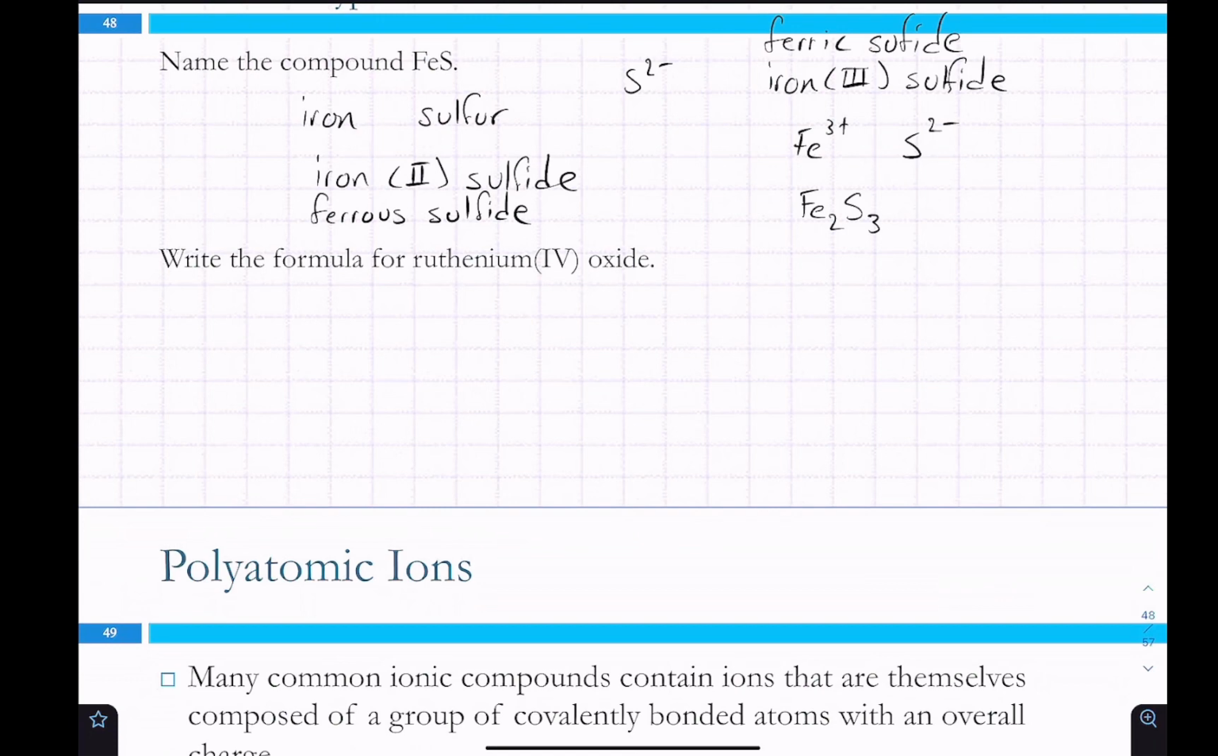I wonder if ruthenium was named after somebody's daughter or wife, Ruth.